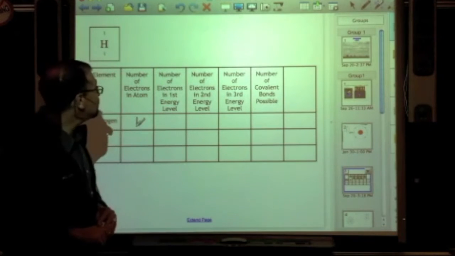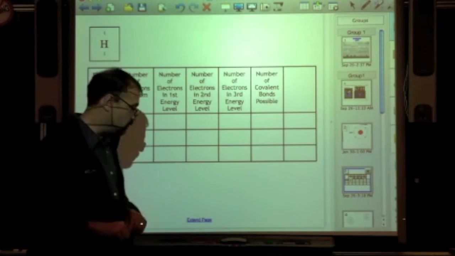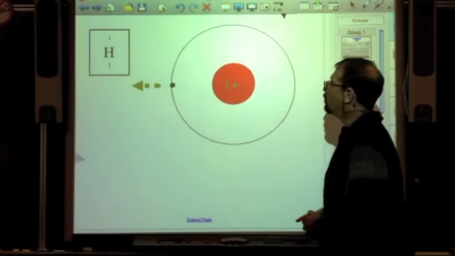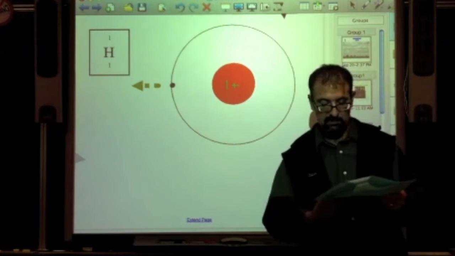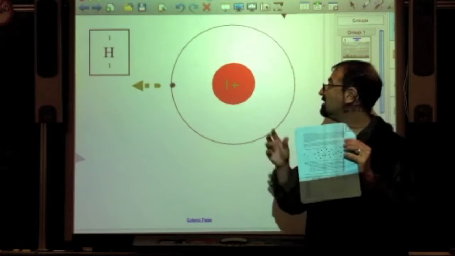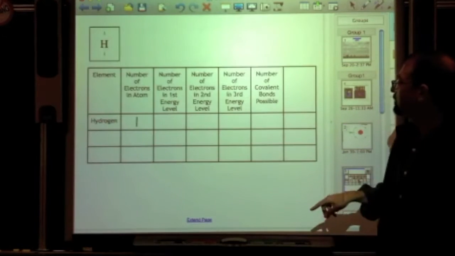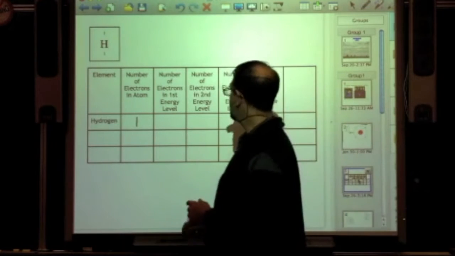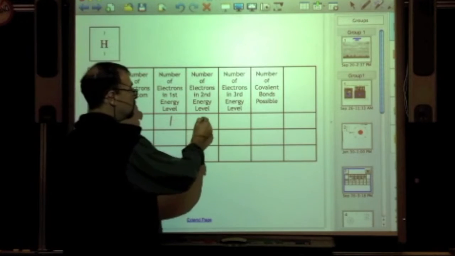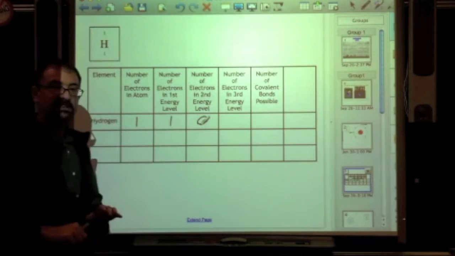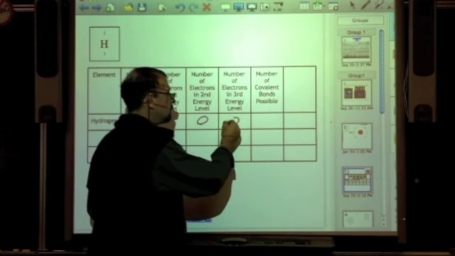The next question asks us, how many electrons are there in the first energy shell? And so if we look back at our Bohr model, and again, that is the same picture that you can see, so if you look here for the hydrogen, it's essentially what I have up here for you. And you can see that there is 1 electron in the first shell. Number of electrons in the second shell is 0. The number of electrons in the third shell is 0.